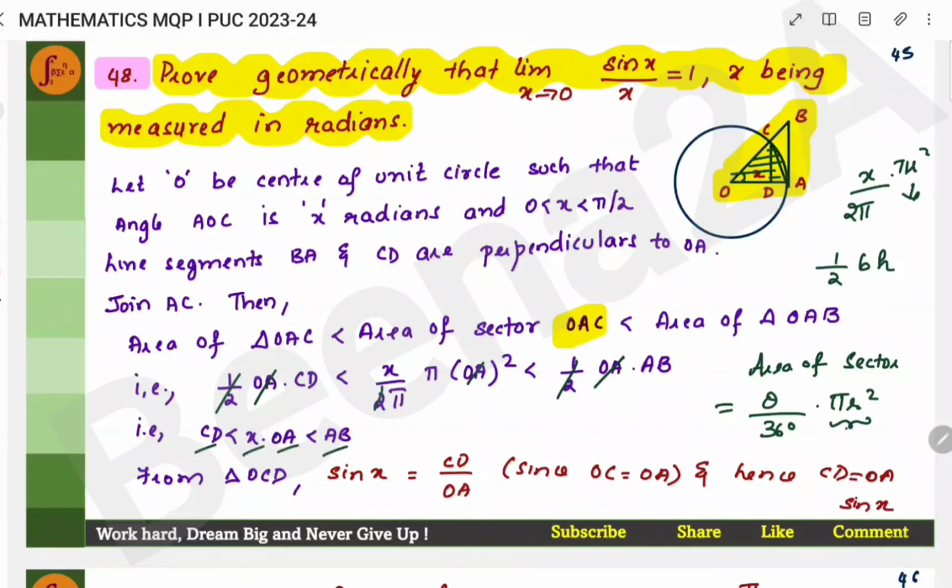right? So now in triangle OCD, what is sin x? Sin x is nothing but opposite side, which is CD, by hypotenuse, which is OC. Now OC is equal to OA because it's a radius, right? So we can write CD by OA. Therefore sin x is nothing but CD by OA.